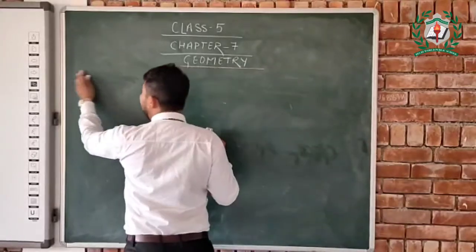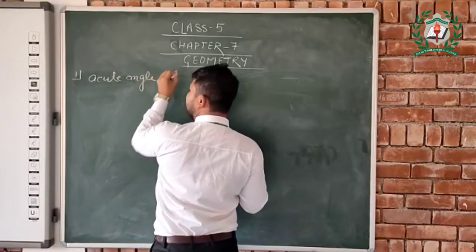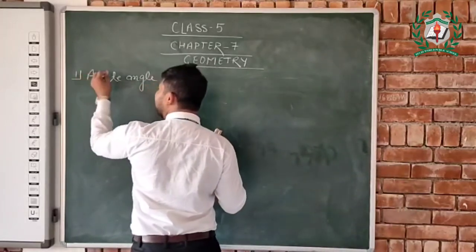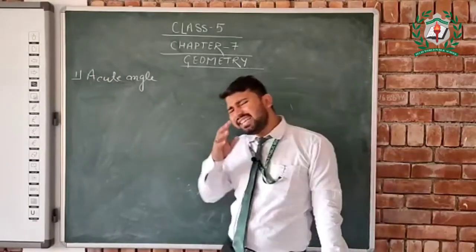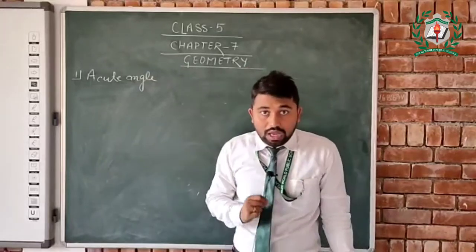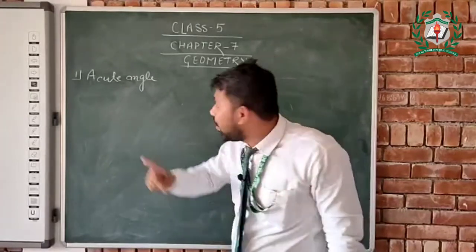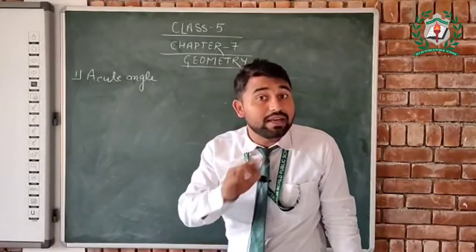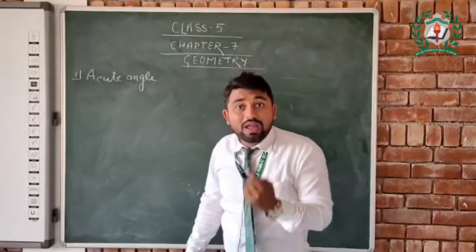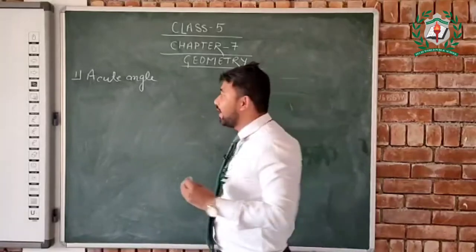First one is acute angle. What is an acute angle? Every time this question runs in your mind. An acute angle means an angle which is greater than 0 and less than 90. That is called an acute angle. I am repeating once again, listen to me very carefully: an angle which is greater than 0 and less than 90 is an acute angle.